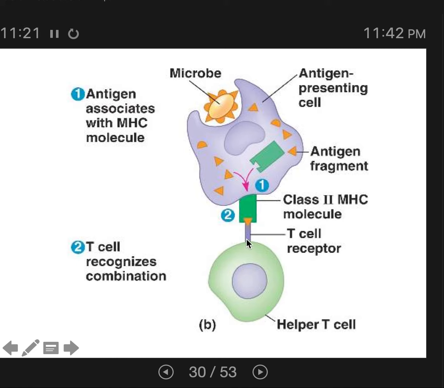The helper T cell can dock here on the MHC class 2 and check to see if there's an antigen in there. If there's no antigen there, the helper T cell thinks, oh, there's no invasion, there's nothing going on. But if there is an antigen here, what that tells the helper T cell is that this B cell has just digested an invader, and the helper T cell is then going to release cytokines. Those cytokines are going to activate an immune response.